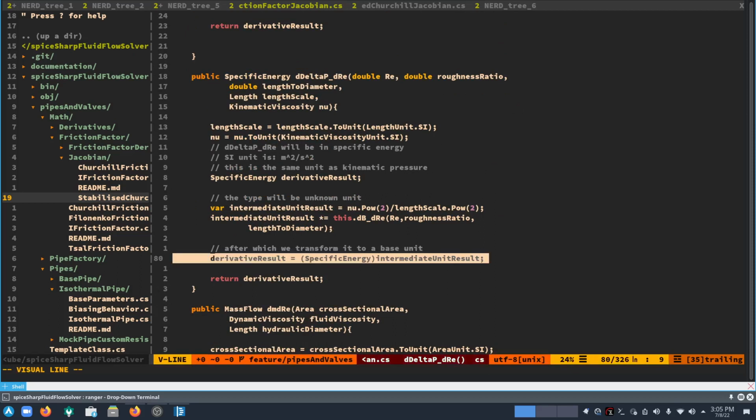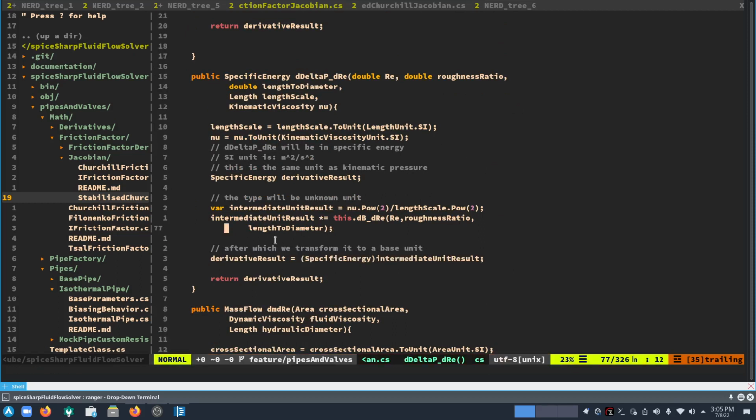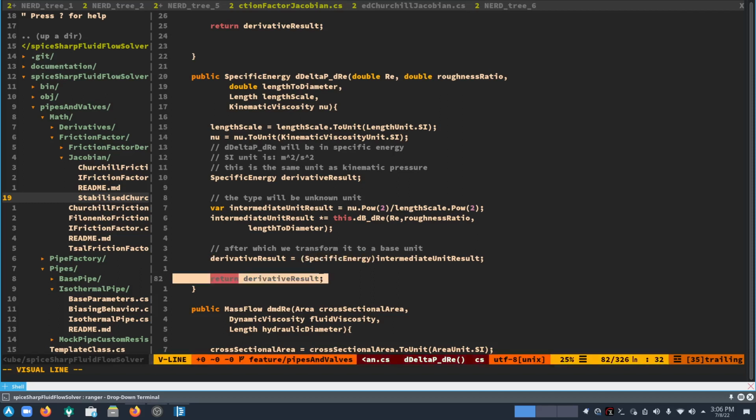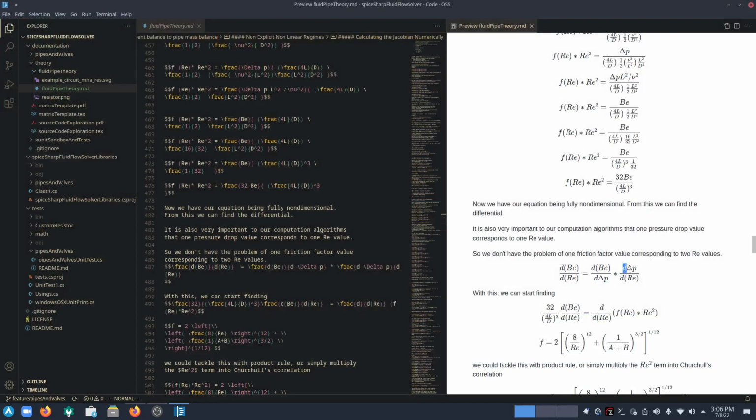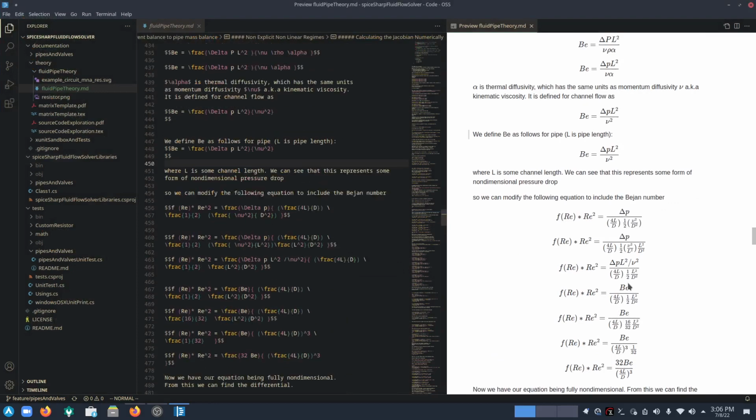After that, I will take this intermediate unit result and cast it into a specific energy unit. This is just typecasting for C#, and I won't go through that. I will just assume you know how to typecast things properly. Then I will just return the derivative result. And voila, we have a dΔP/dRe term. So that is most of the work actually already done.